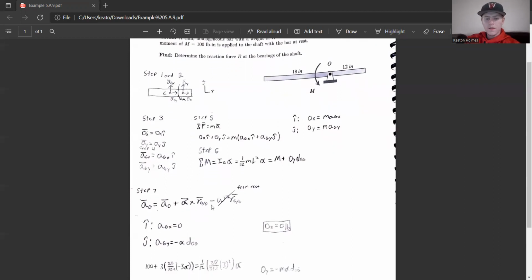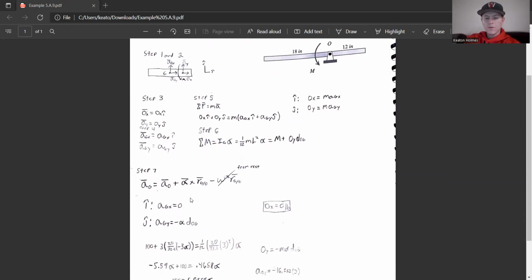G. And then since we can't figure out everything that we need to know from this equation, we have to go to step 7, and we use one of our equations that we learned in chapter 2. And so from that, we get AGX is equal to 0. AGY is equal to negative alpha times the distance from O to G.